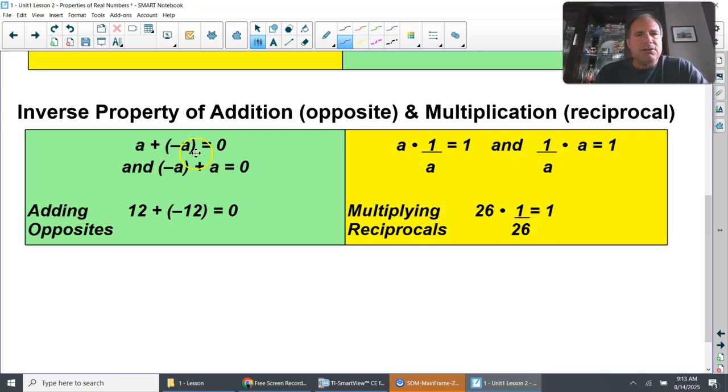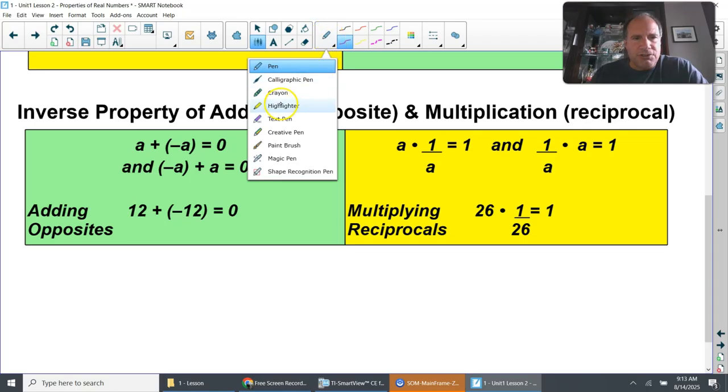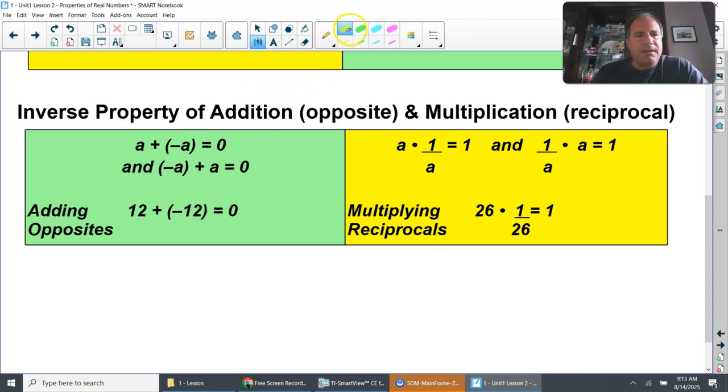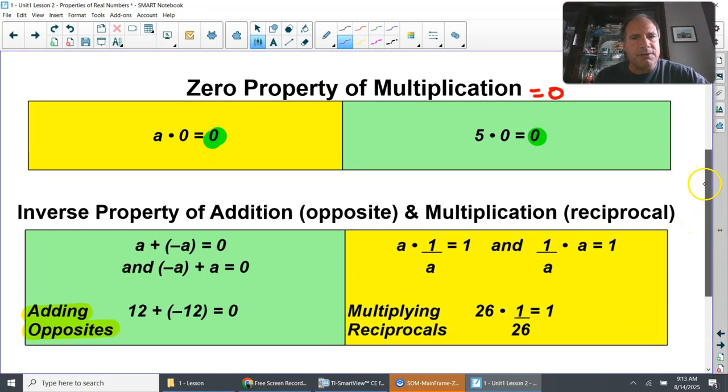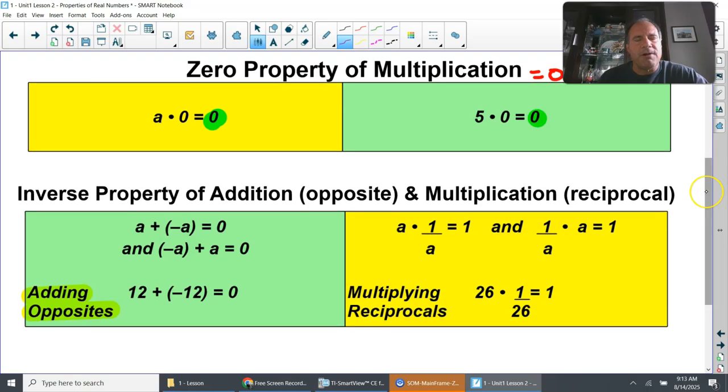Adding opposites, we're starting with 12, and we are adding negative 12, the opposite to it, so it's equal to 0. There is no zero property for addition. All right, this is the zero property of multiplication, like on the top right here, what we just did, but there's no zero property of addition. We're adding the opposites.